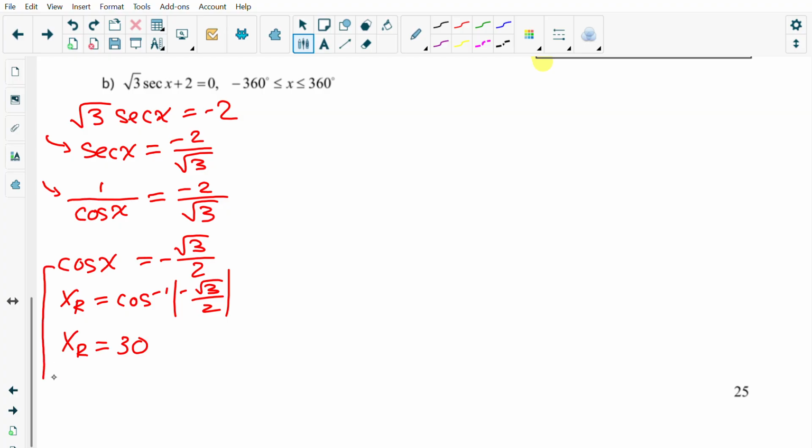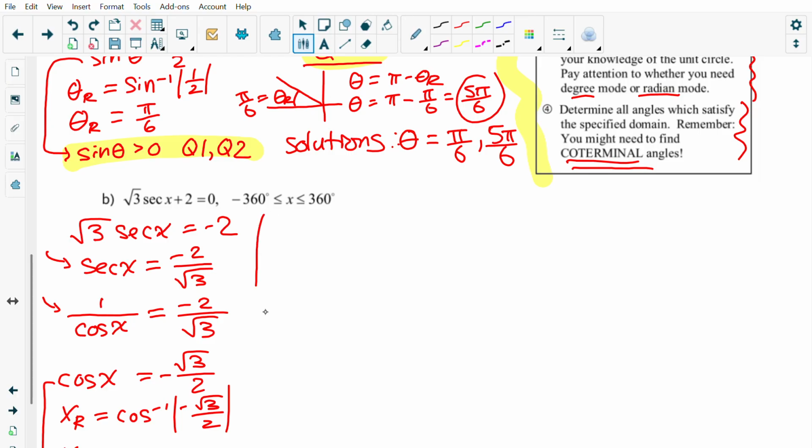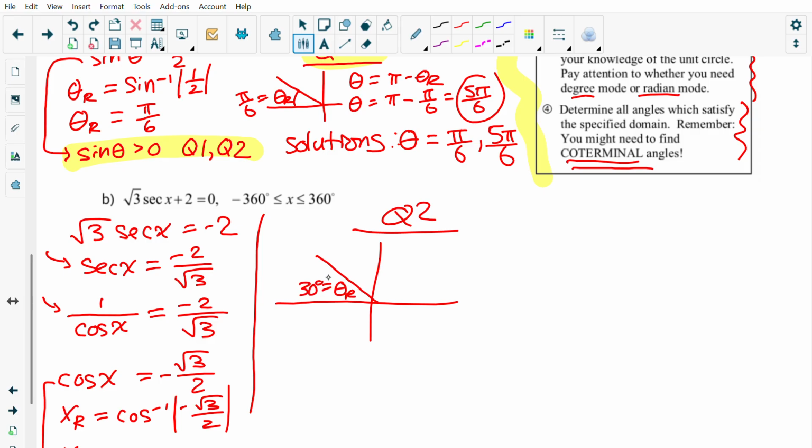And from here, cosine of x is less than 0. So my solutions will appear in quadrant 2 and quadrant 3. So I need to check those two quadrants. Okay, quadrant 2. My reference angle of 30 degrees.